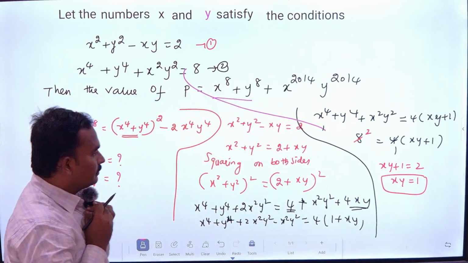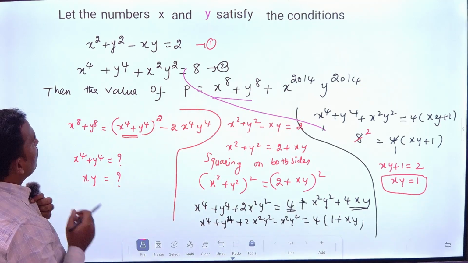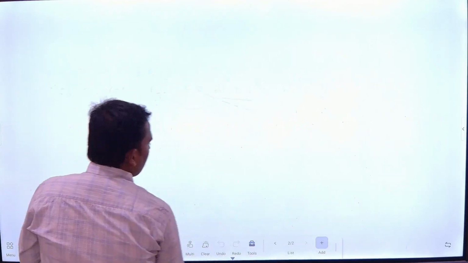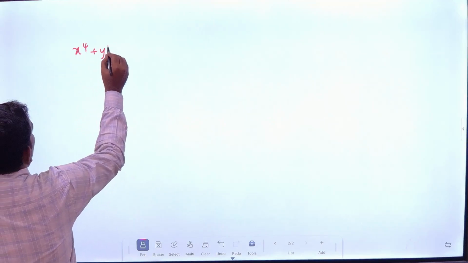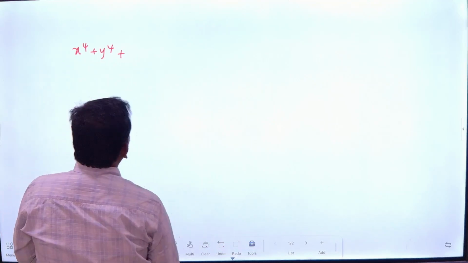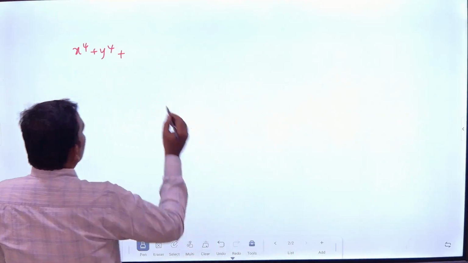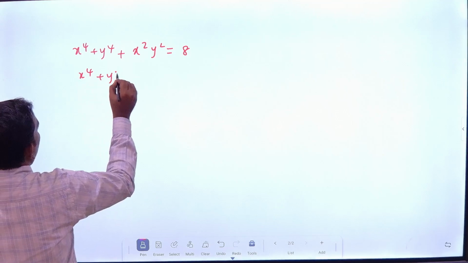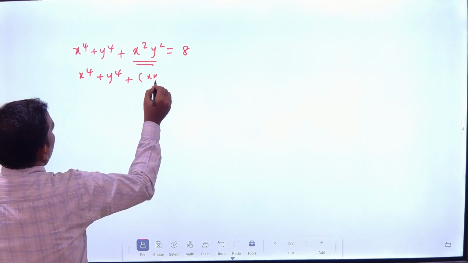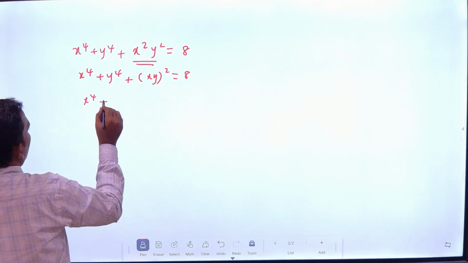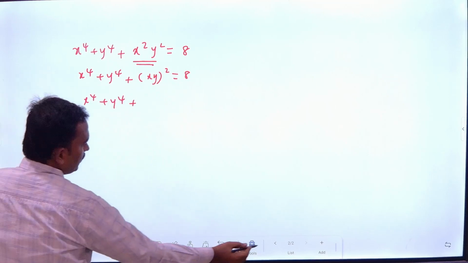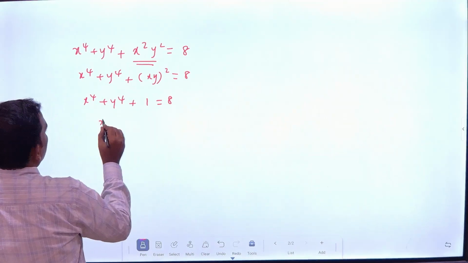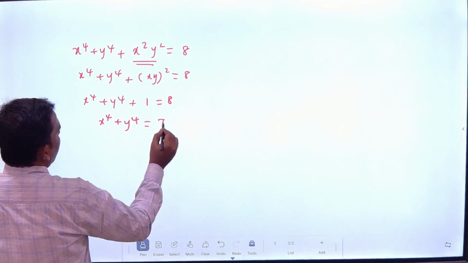So clear? Okay. Now how to calculate x power 4 plus y power 4? But you know the second equation, right? I'll take another page. x power 4 plus y power 4 plus x square y square is equal to 8, given. Therefore, x power 4 plus y power 4 plus xy whole square. What is xy? We got it, 1, right? So x power 4 plus y power 4 plus 1 is equal to 8. Therefore, x power 4 plus y power 4 is equal to 7.